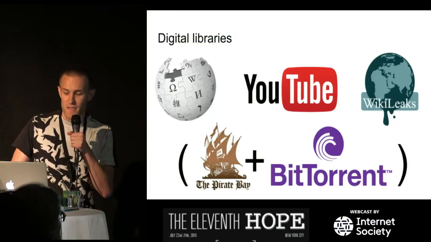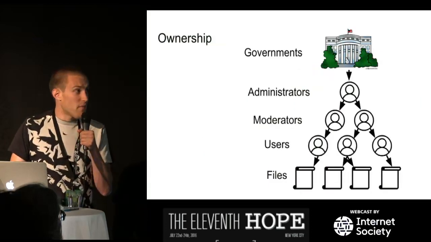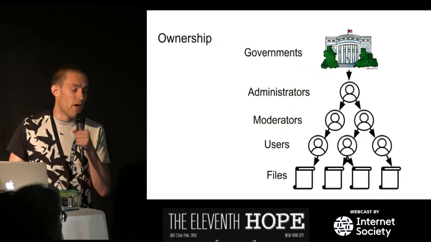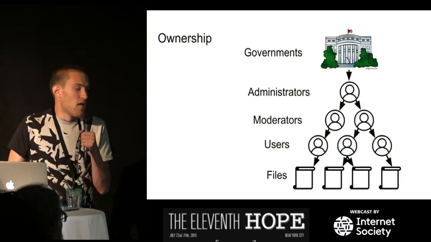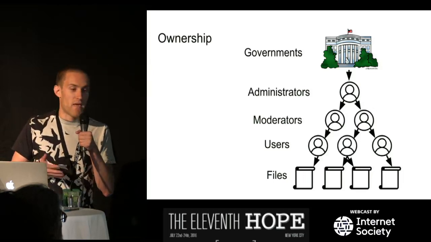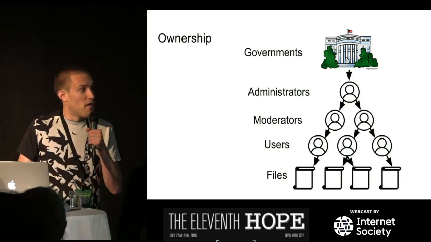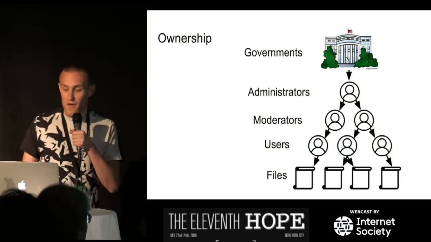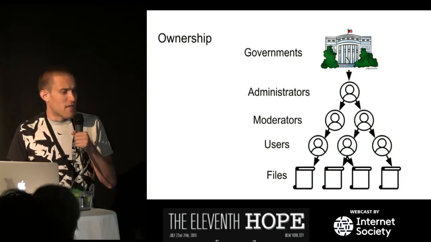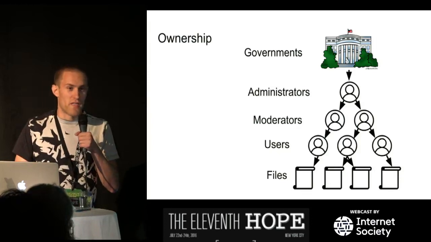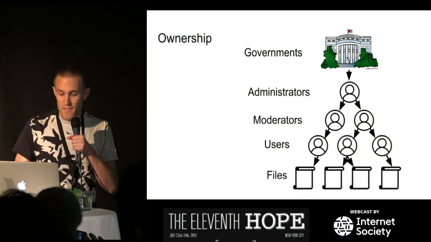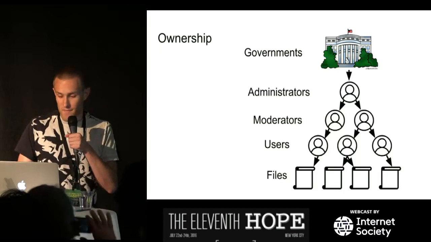Whether it's Wikipedia, YouTube, or BitTorrent, you need some way to determine what content goes into the library and what content doesn't. The typical way this is done, maybe you have users who can add, modify, or delete files. Moderators can ban or block users. Administrators can hire and fire moderators. And finally, the government makes sure that administrators are following laws. So this is what I'm calling a chain of command system.